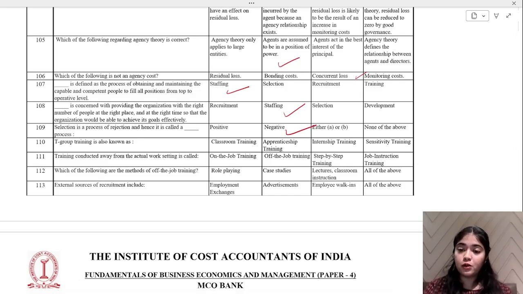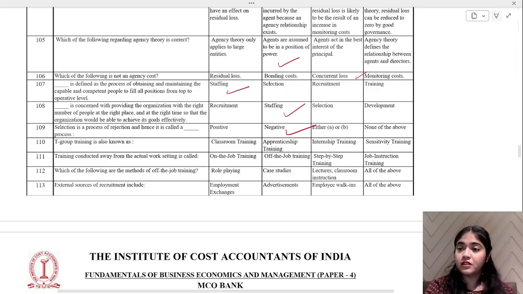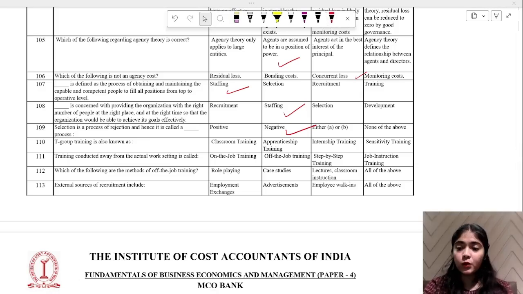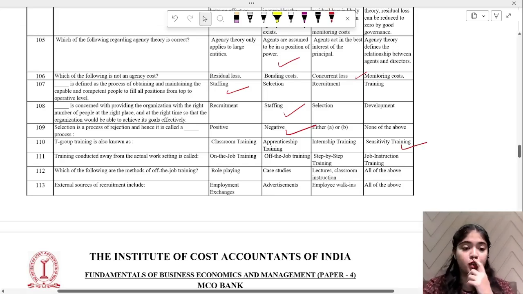Okay, I'm not able to mark this. It's option number 4. I'll write it somewhere over here. Right. Okay, this pen is not working. 1 second. Let me see if it works now. Okay, 1 second. Okay, let's see if it is working now. Sensitivity training. Yeah, option number 4.